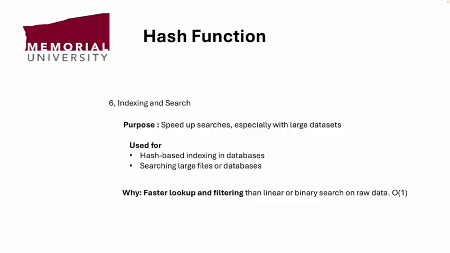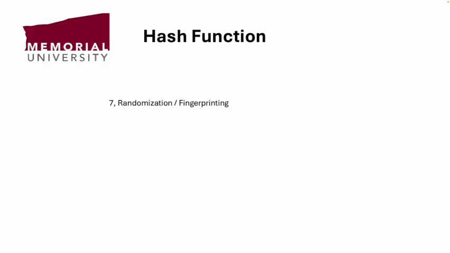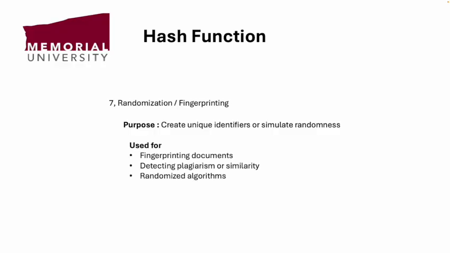Behind the index, there are several ways to index the data. Randomization, fingerprint. Randomization creates a unique identifier or simulates randomness. It's used for fingerprinting documents, to detect plagiarism or similarity, using a randomized algorithm. The reason is it quickly detects duplicates or near duplicates without comparing the full data.